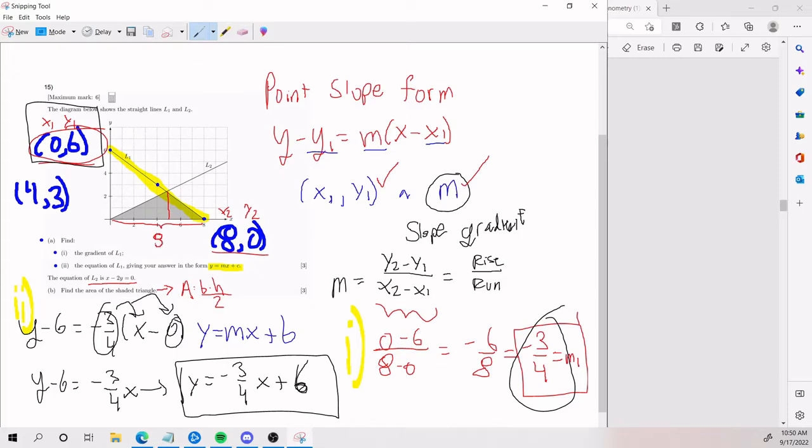So the base is 8. And the height is a little bit harder, right? So we need to get a little bit creative here and also ask ourselves, why did they give me the equation of the second line? Why is that useful? If you take a good look at the triangle, you can see that right where it intersects is right where the height is.